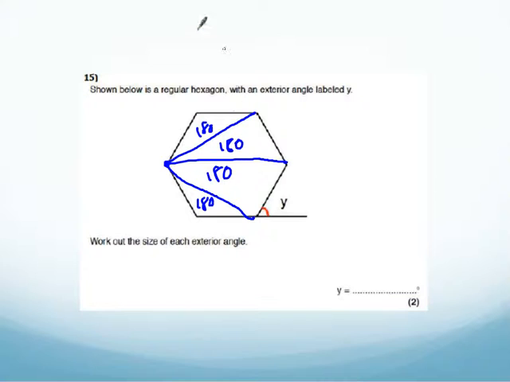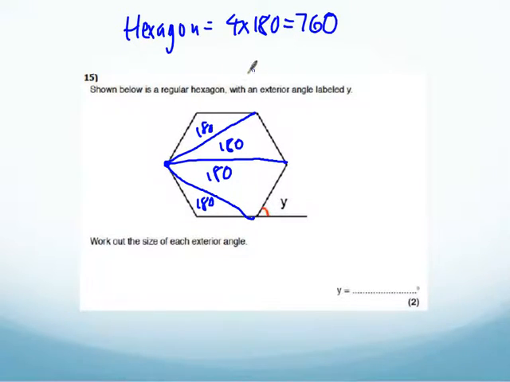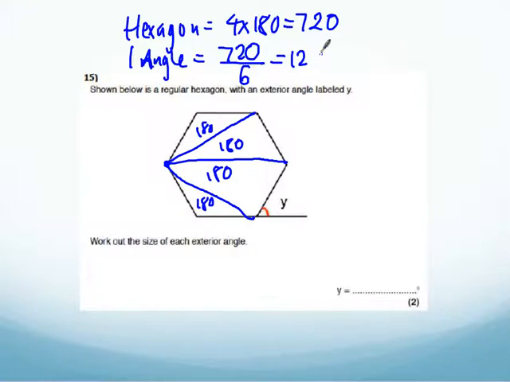So, what I know is a hexagon equals 4 times 180 degrees, which is 720. Now, one angle in that case equals, that shouldn't be 760, that's stupid. It should be 720. One angle is then the 720 degrees total, divided by 1, 2, 3, 4, 5, 6. So each angle is 120.